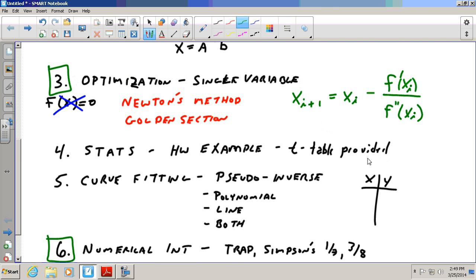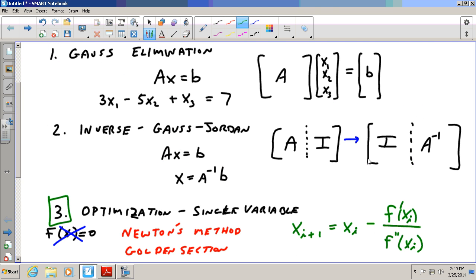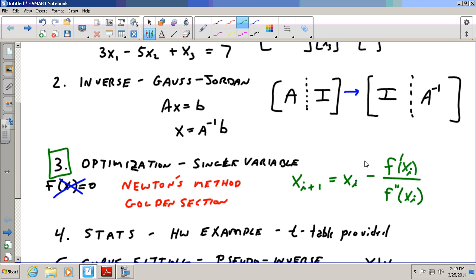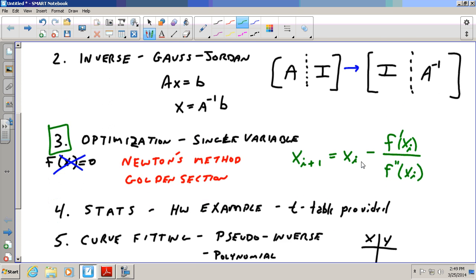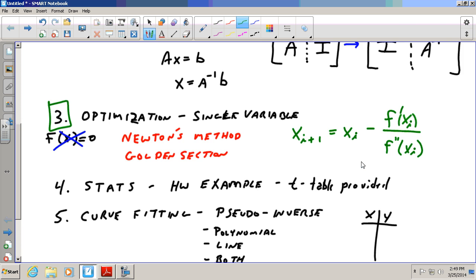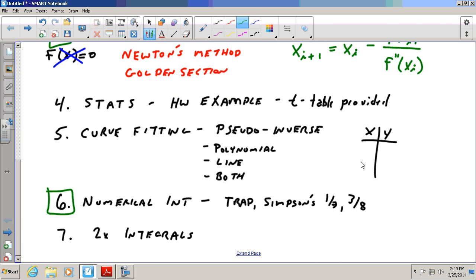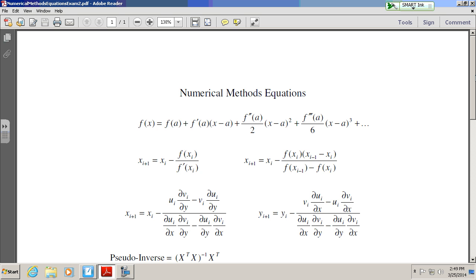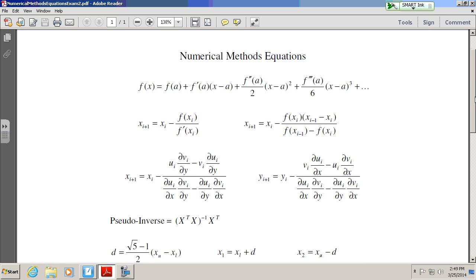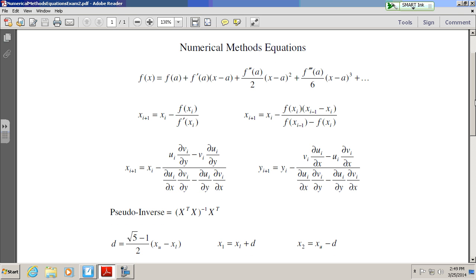And again, you've got homework on all these things: Gauss elimination, Gauss-Jordan. You've done things like that. Stats, you definitely had a homework problem on that. Curve fitting and the double integral. So let me show you the equation sheet here. When you first see this, you'll notice some familiar equations. You'll see some of the equations that we've been dealing with since the beginning, Taylor series, and you'll notice there that I gave you the Newton-Raphson equation.